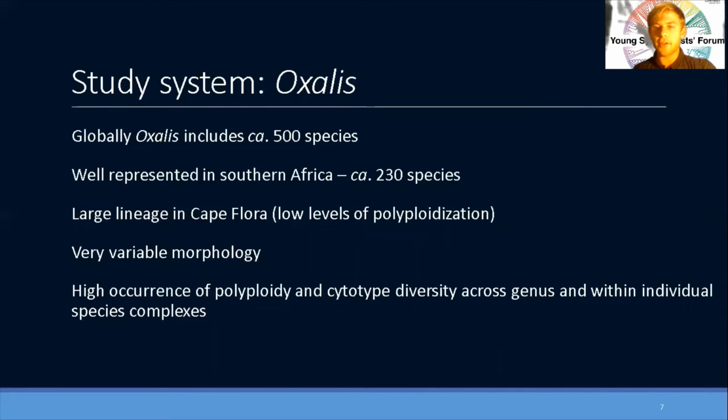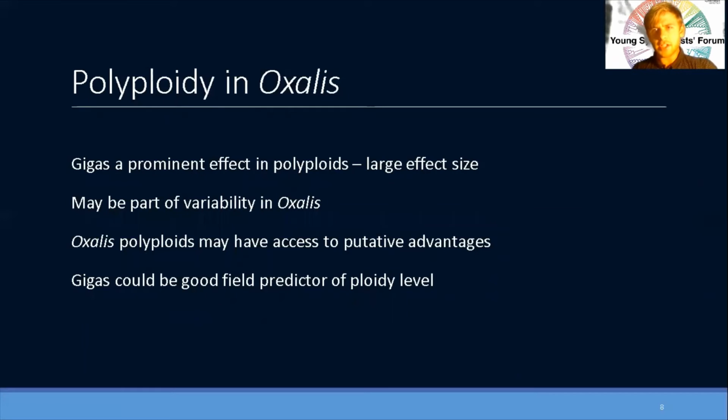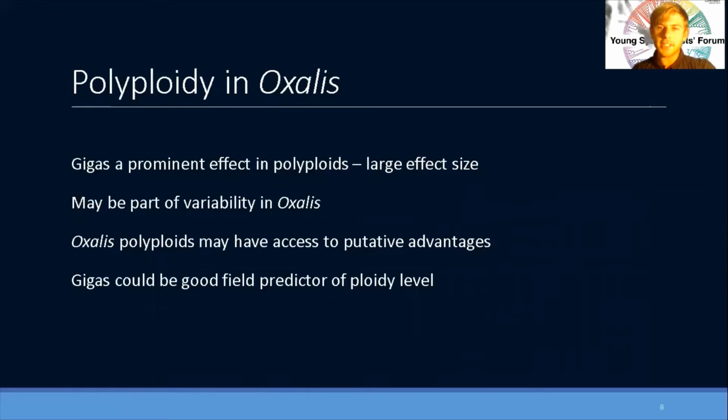As mentioned, it is also very variable, and especially in morphology and in size. Here's just an example of 4 species from this genus to show you the amount of variation in growth habit, size, and floral displays. This variation is not restricted to between species comparisons though. Here is an example of Oxalis flava, a species with a high cytotype diversity, meaning multiple levels of polyploids, and it shows incredible morphological variation. If polyploids show evidence of the Gigas effect, and this is linked to increased fitness, and given the high cytotype diversity and occurrence of polyploidy in the genus and in species, it could be possible that polyploidy is a driver of this variation.